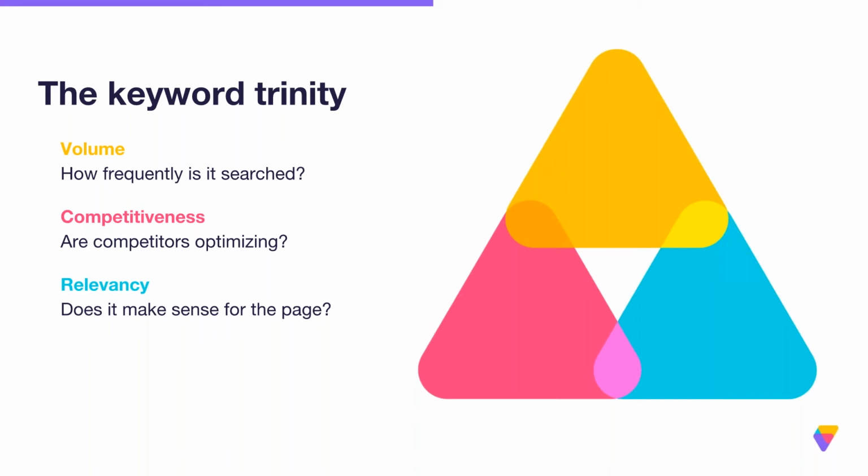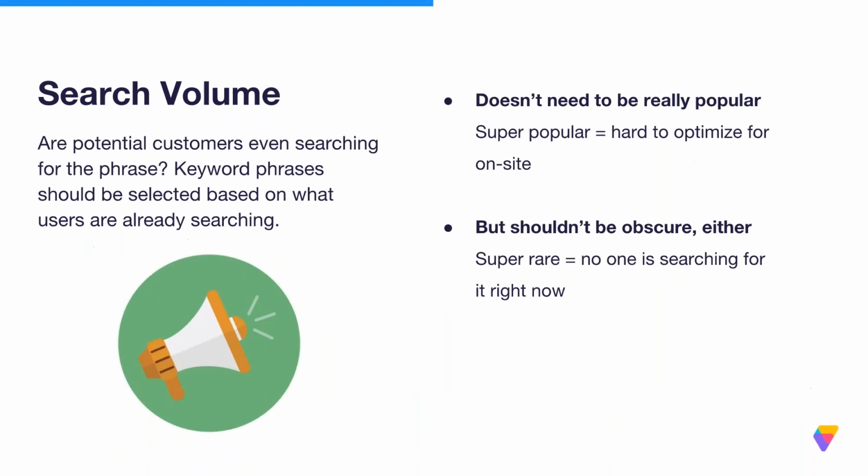Now, the last thing is relevancy. You can have great search volume and great keyword competitiveness, but if the keyword you're looking at isn't relevant to the page in question, then it doesn't make any difference. Relevancy is the name of the game here. It's what we're really going for, to make sure that search engines and customers know that when they come to a particular page by searching for whatever it is that they need, they're going to find exactly what they wanted. So let's go ahead and dive into each one of these factors of the keyword trinity.